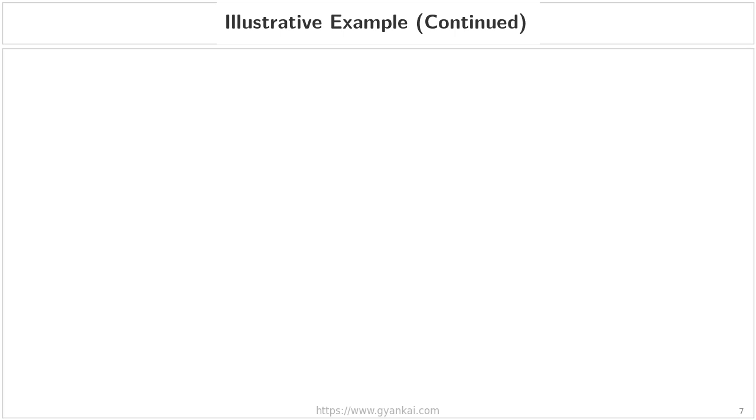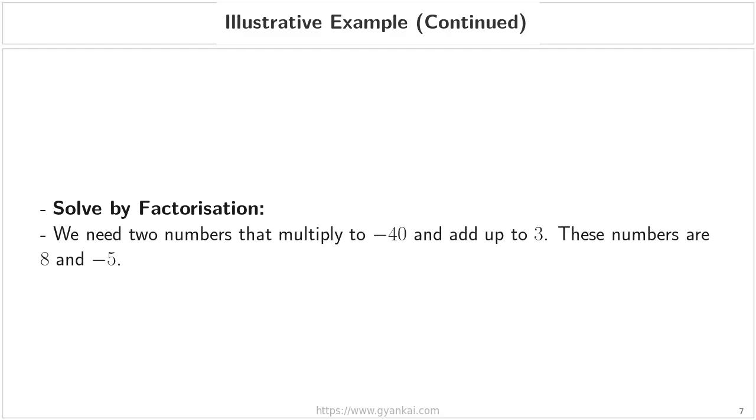Illustrative example, continued. Now that we have our quadratic equation, which is x squared plus 3x minus 40 equals 0, let's move on to the solving stage. We are going to use the method of factorization. To do this, we need to find two specific numbers. These two numbers must multiply together to give us negative 40, and when added together, they must result in our middle coefficient, which is positive 3.